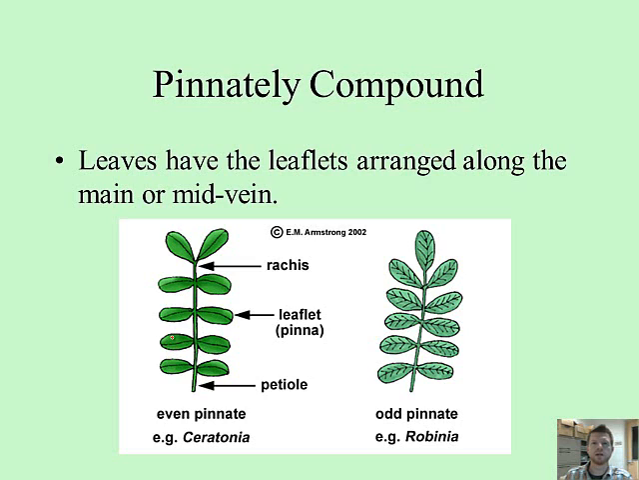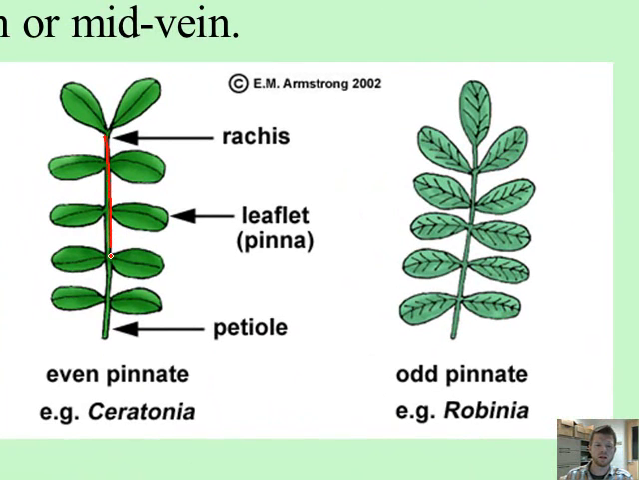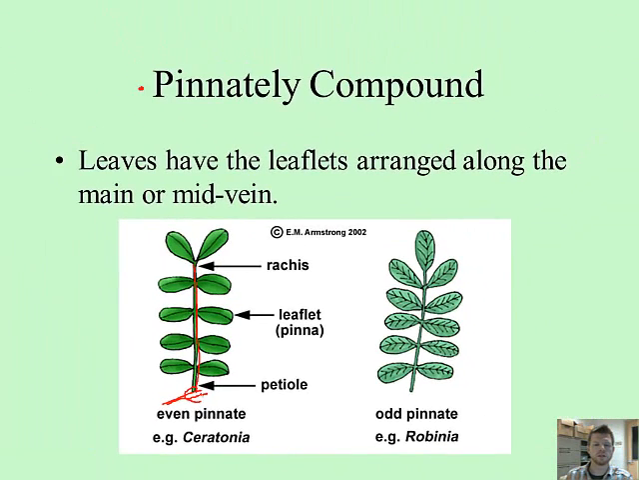So there's three different types of compound leaves that I want you to understand. One is pinnately compound, and so this is leaves having leaflets arranged along a main or mid vein. So you can see the mid vein here, and then each of the leaflets are attached to that mid vein, and then the woody actual twig would be right here. So this, as you know, would be the node.